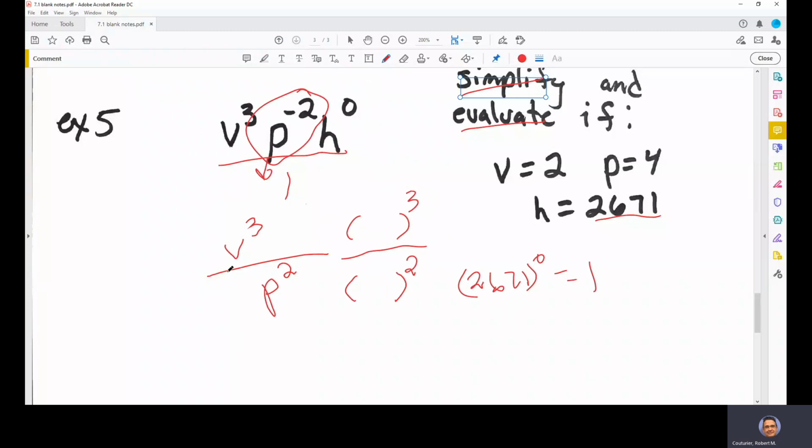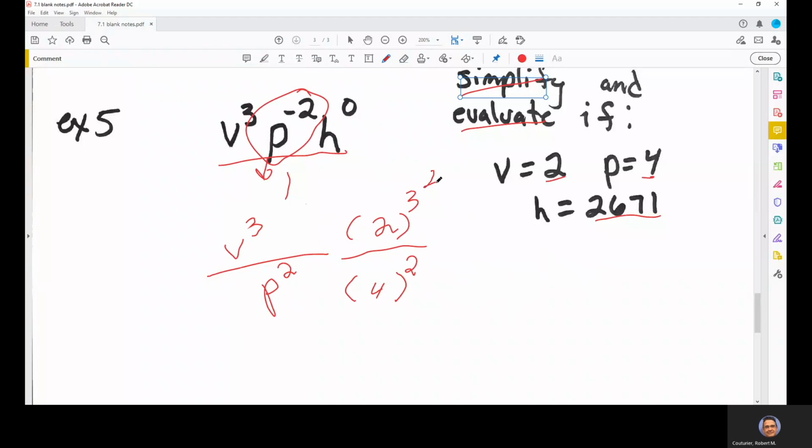Now, we want to look at this. So we said v equals 2. So we can use the law of substitution, plug that in. P equals 4. Law of substitution, let's plug that in. Make a little room here for us. You should know this law. All right. Now, we have to evaluate.